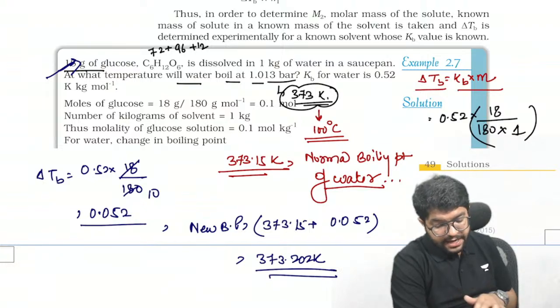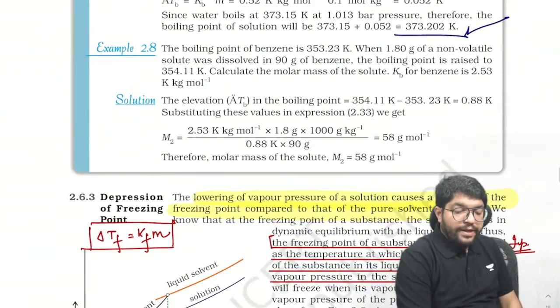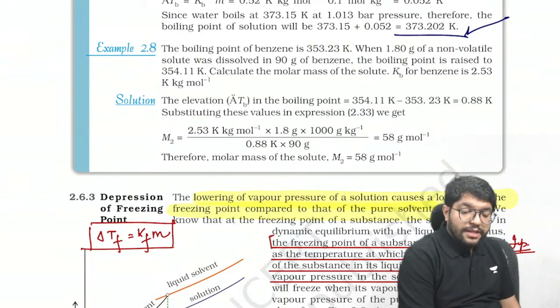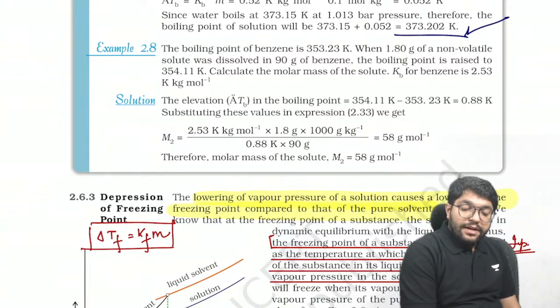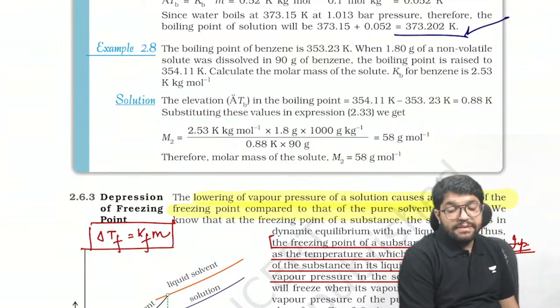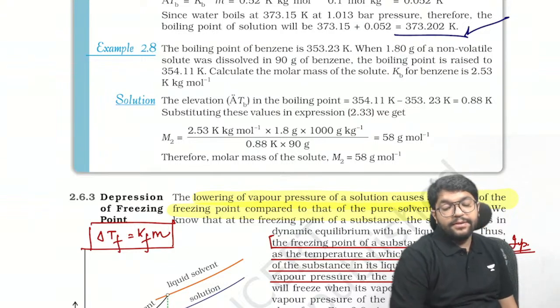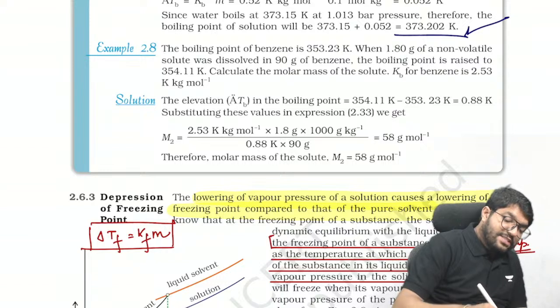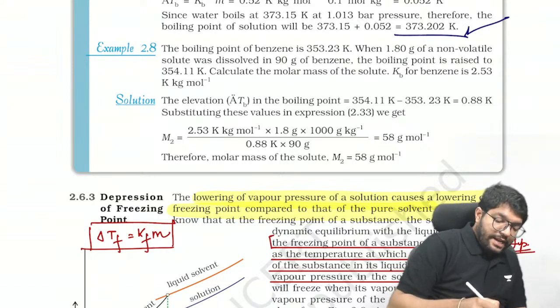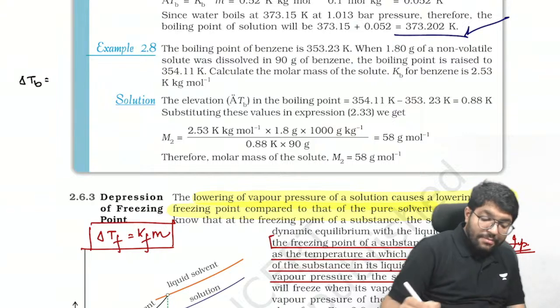Right, sir? Done? Good one. Then the next question is again about boiling point. The boiling point of benzene is 353, it is given. When 1.80 gram of a non-volatile solute was dissolved in 90 grams of benzene, the boiling point is raised to 354.11. So what is the delta TB? 354.11 minus 353.23, 0.88. The first thing I have to take out is my delta TB.